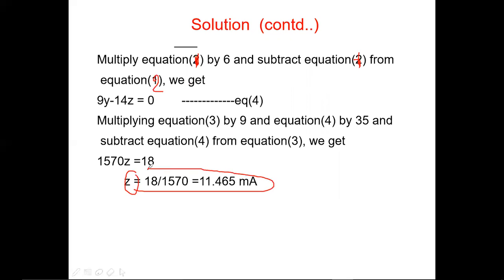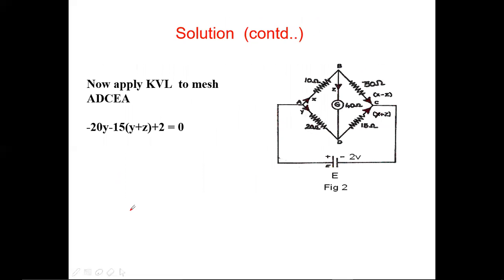Directly you will get the z value. From this z value, you directly get the exact current which is flowing through your galvanometer. This value of current you got directly. If you solve in this way, you will get the values directly.